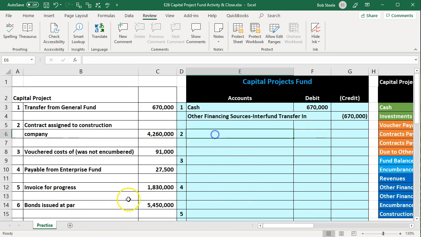Let's take a look at number 2. Contract assigned to construction company. So now we are the government. We have contracted with a construction company to have a contract started. Now note that nothing really happened. This is similar to a purchase order for the general fund where we send out the purchase order. It's an estimate. We haven't received anything and we haven't paid for anything. Same thing with a contract. In essence, we've contracted a contractor to do something, haven't done anything yet, and we haven't paid them yet. Therefore, it's not typically a financial transaction for accounting purposes.